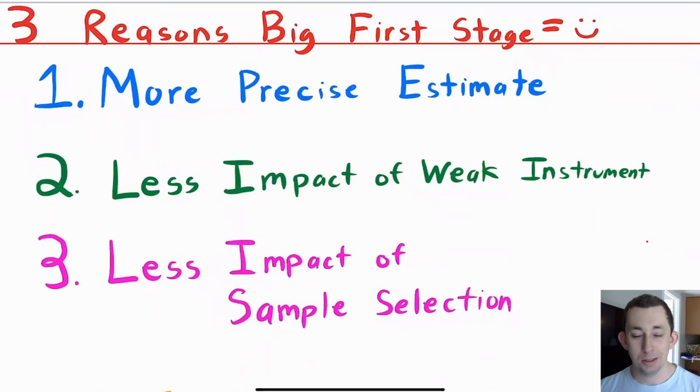The three reasons why having a large first stage, or a large impact of z on x, of your instrument on treatment is so important is because you're going to get more precise estimates for your IV estimate of the effect of x on y. And then if you have some minor issues with your instrument, a larger first stage is going to make those issues much smaller than they would be if you have a small first stage. Specifically, if you have a weak instrument or you have sample selection, the larger your first stage in your IV is, the less the impact of these two issues are going to be. And we'll see some examples later on that exactly demonstrate with some numbers how this is the case. But for now, these are just the three overall reasons why having a large first stage is good for your IV estimate.